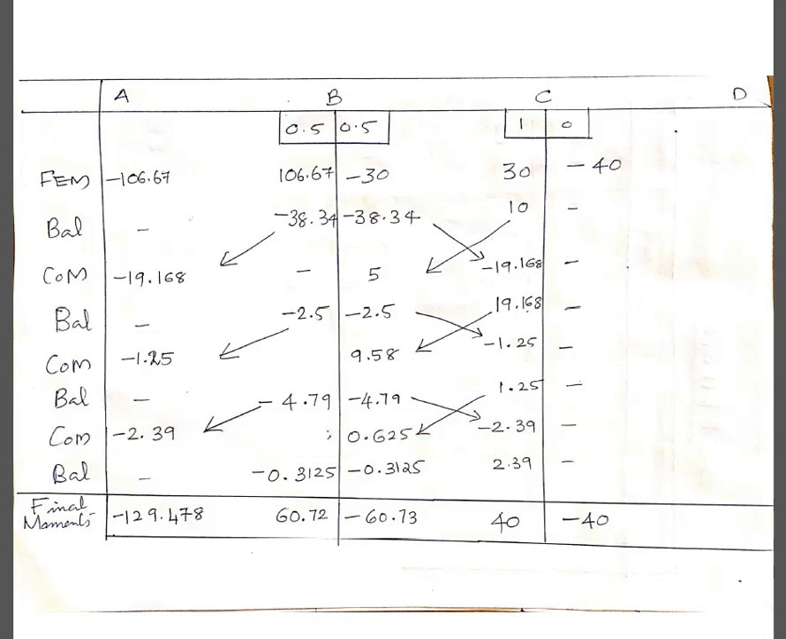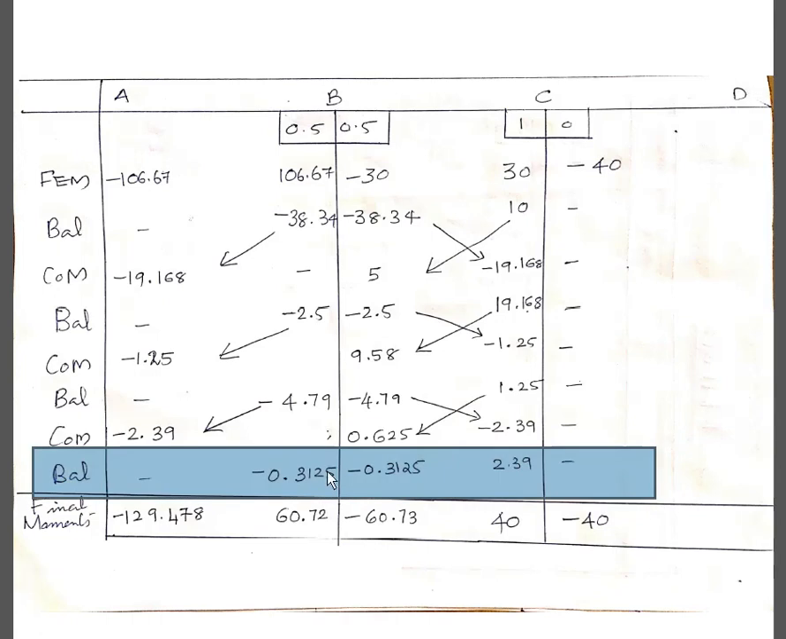And if you calculate the balancing moment, 0.625 is the remaining moment at B. So that multiplied with the 0.5 and negative 1 is equal to minus 0.3125 for both the spans BA and BC. And for CB it is 2.39, as the remaining moment is minus 2.39 and the distribution factor is 1.